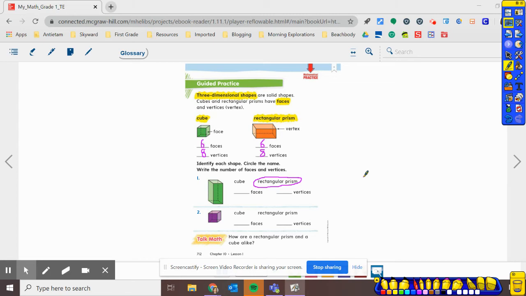And now that I know it's a rectangular prism, I can tell you how many faces and how many vertices. So let's look back to help us. How many faces and how many vertices? Well, I see it has 6 faces and it has 8 vertices.